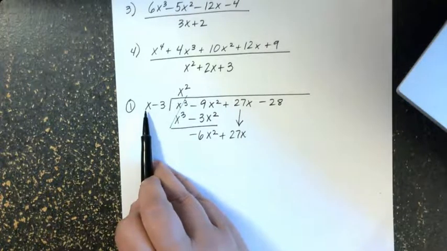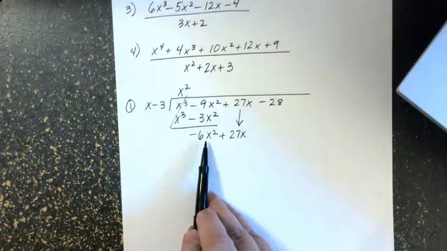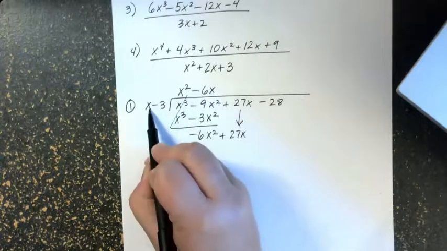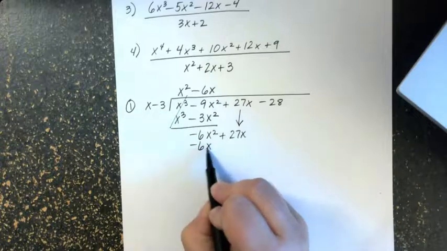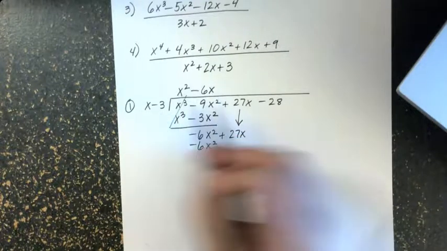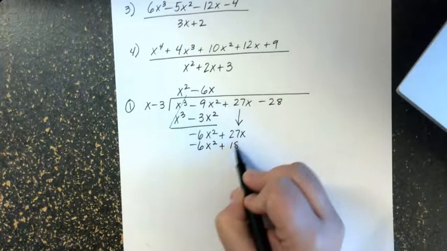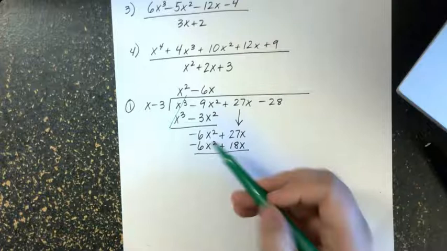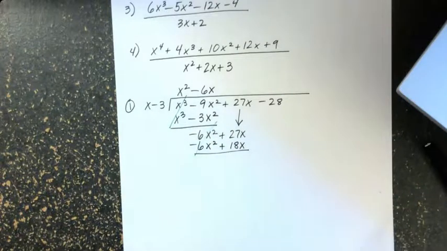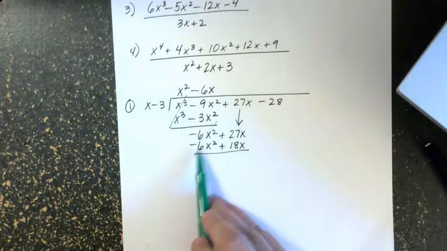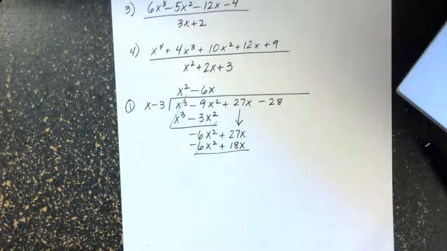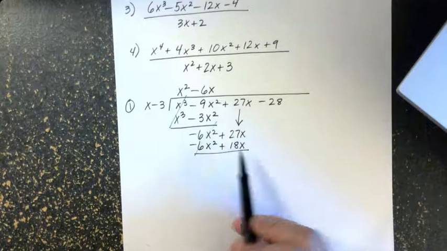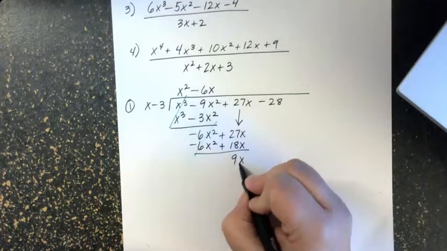x times what makes negative 6x squared? The answer is negative 6x. Negative 6x times x is negative 6x squared. Negative 6x times negative 3 is positive 18x. Now we subtract. Negative 6x squared minus negative 6x squared, there are no more x squared terms. 27x's minus 18x's gives me 9x's.